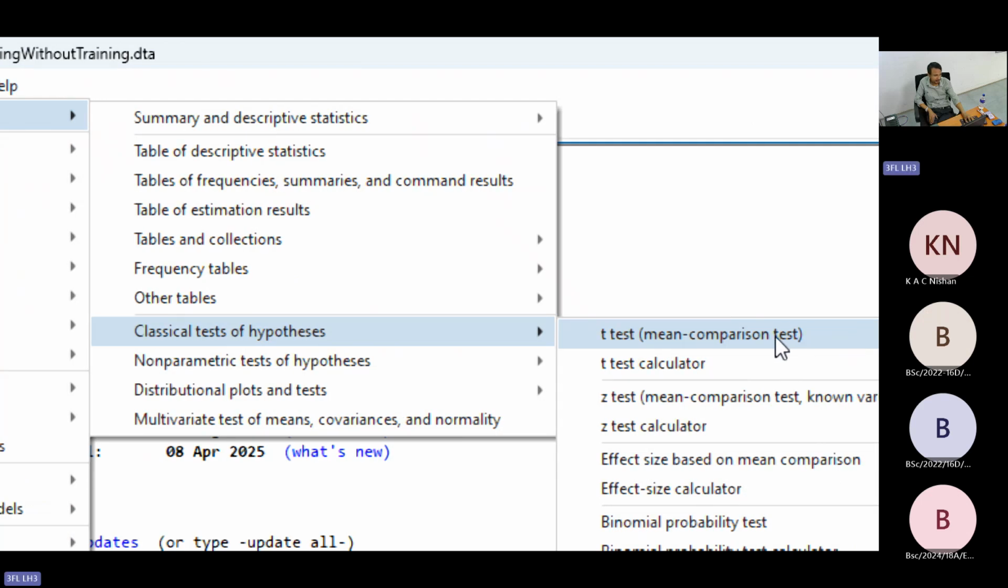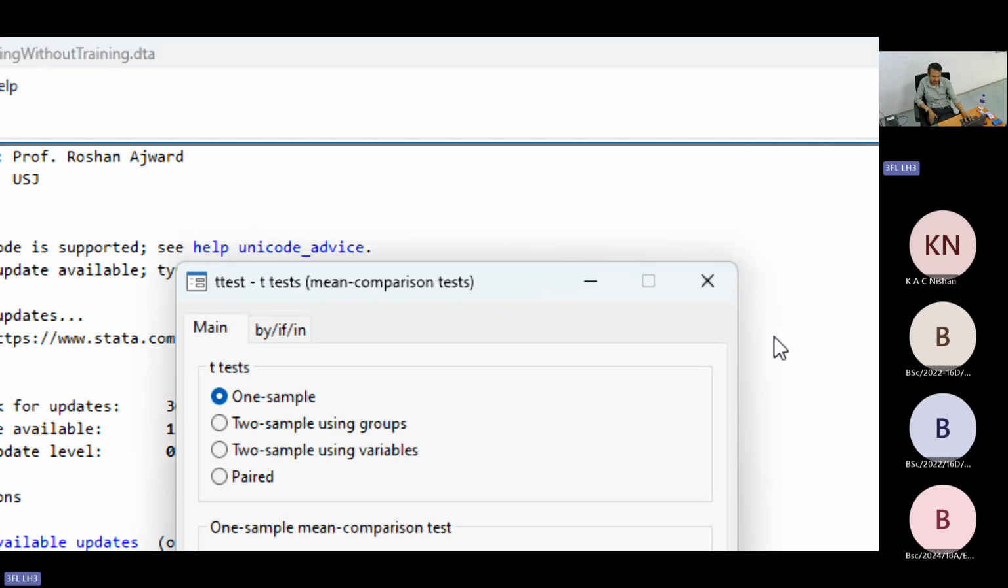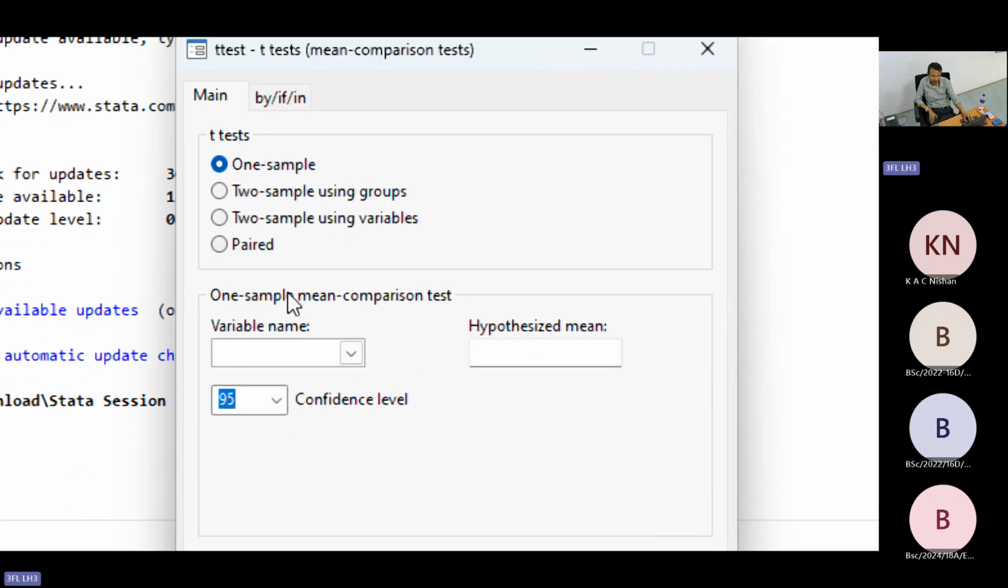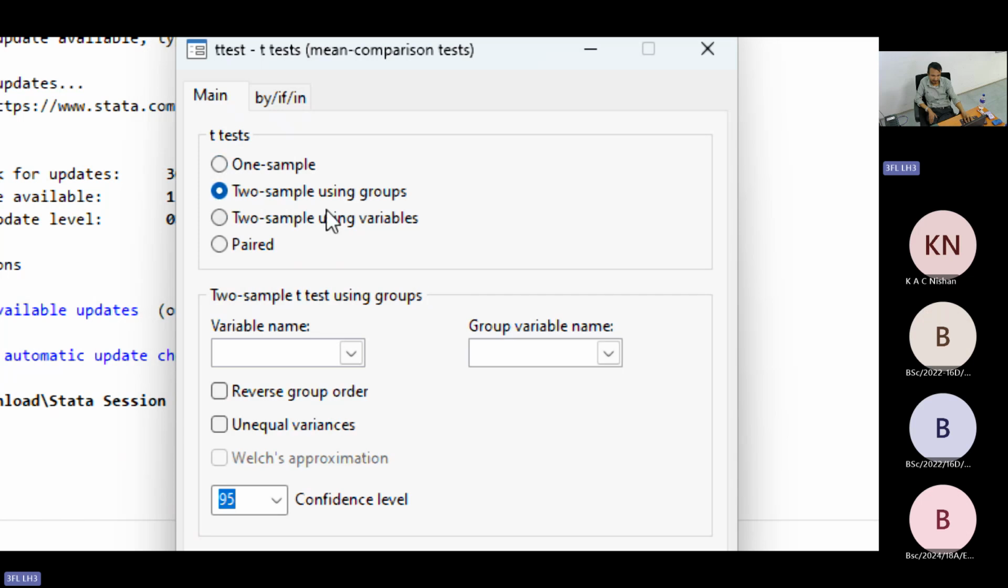In comparison to scale, you compare the two groups. That then you will get this. Use the type of t test: one sample t test, two sample using group, two sample using variables pair. We need to go for two sample using groups because they are groups. What are those? Trained and untrained. Experiment and control. Same thing.